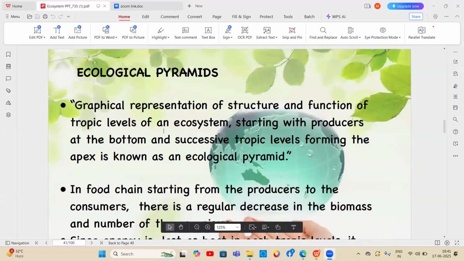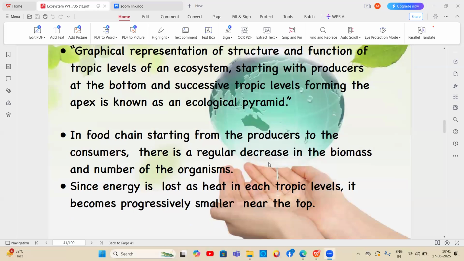Okay, so the next one is ecological pyramids. An ecological pyramid is a graphical representation of the structure and function of the trophic levels of an ecosystem, starting with the producers at the bottom and successive trophic levels forming the apex.